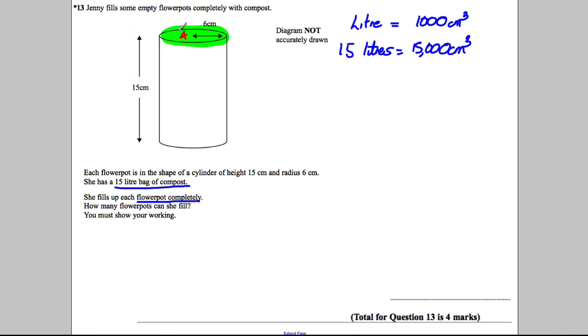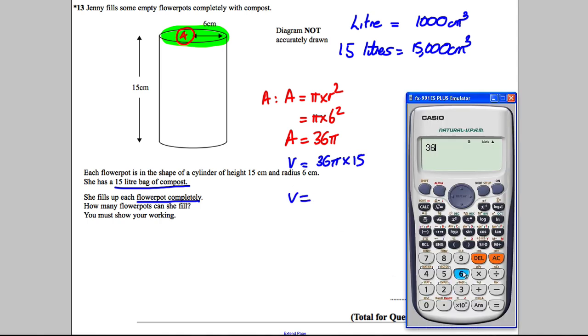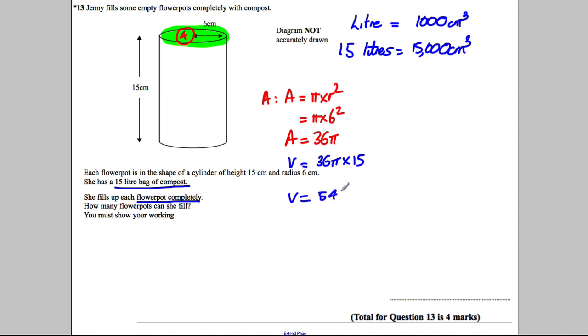So if we call that A, to get the area of a circle is pi multiplied by r squared. So it's going to be pi multiplied by 6 squared, which the calculator says is 36 pi. We leave it like that for now because we're going to use that in the calculation. So the volume, therefore, the volume is going to be 36 pi, that area, multiplied by 15. And if we type that in a calculator, we multiply 36 pi by 15, we get 540 pi, 540 pi centimeters cubed, that would be.